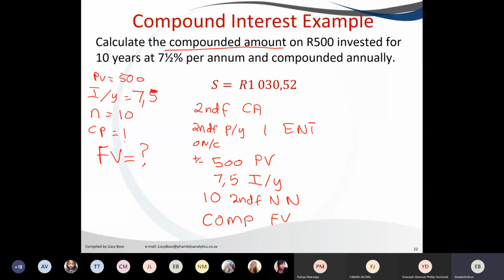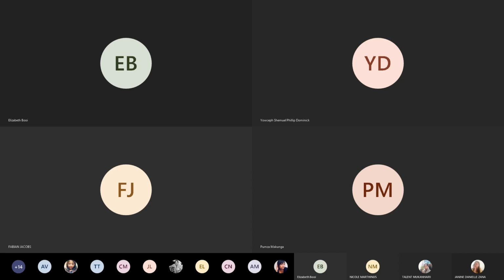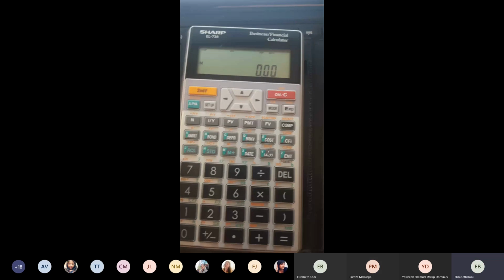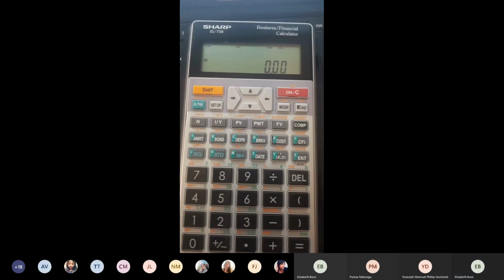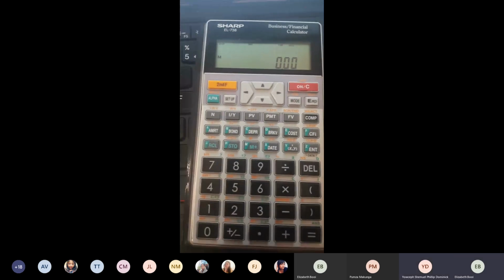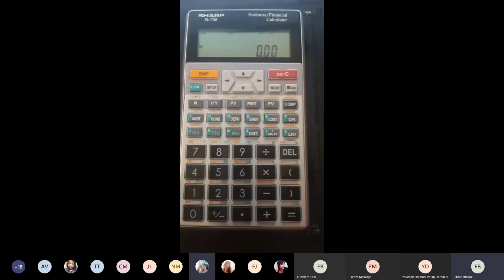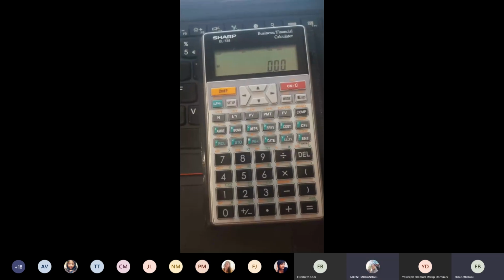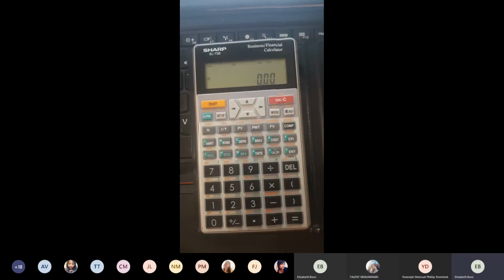Let's see if it works. And if it doesn't work, it's still fine. I am just going to ignore it and then we can do it another time. Let me know if you are able to see my calculator. Are you able to see my calculator? Yes, ma'am. Yes, I can. Okay. All right.